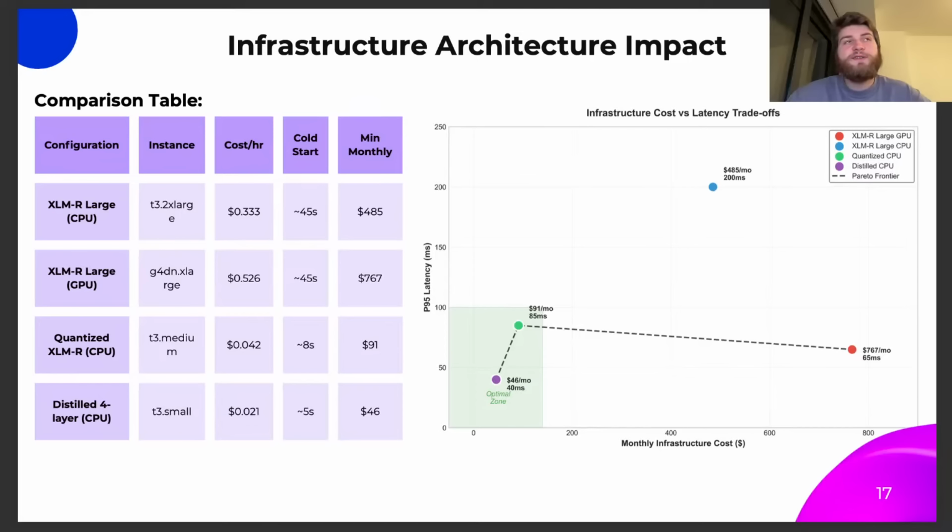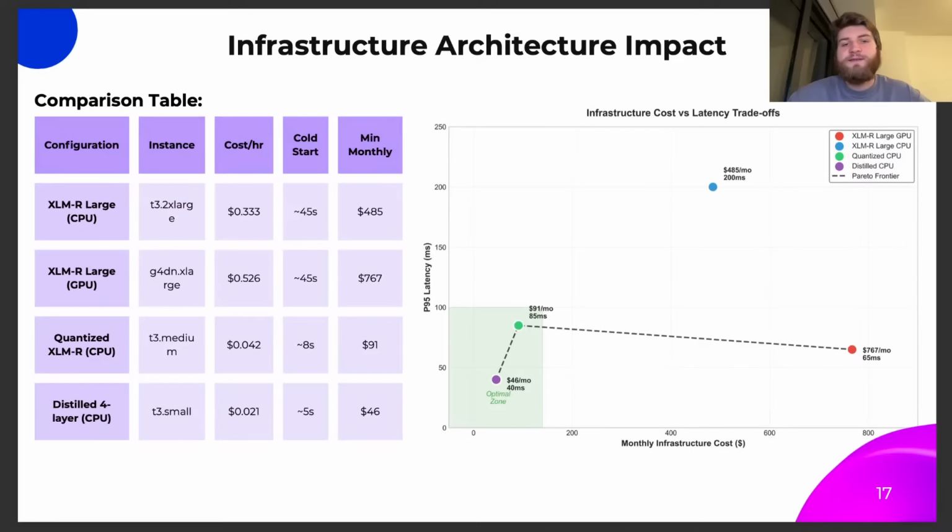But quantized models change this equation. Quantized XLM base drops to about 0.3 gigabytes running on smaller instances, and this isn't just a cost saving, it's an architecture change. Smaller instances scale out more granularly, handle failure better, and have lower cold start times.